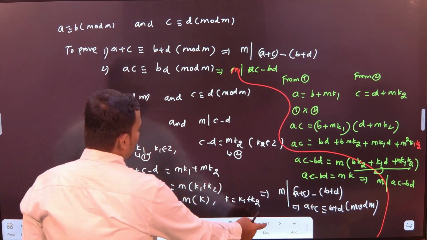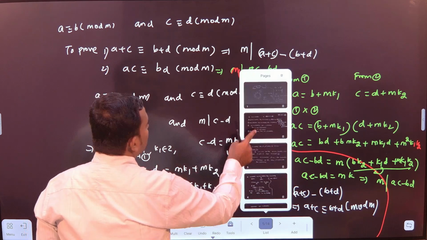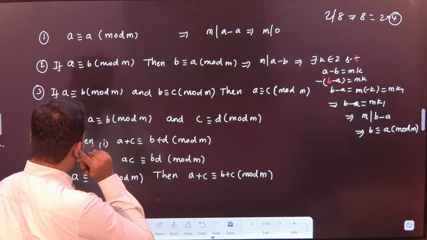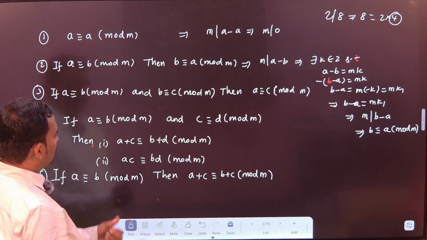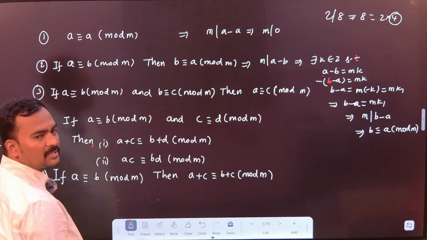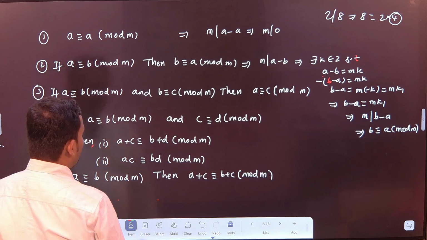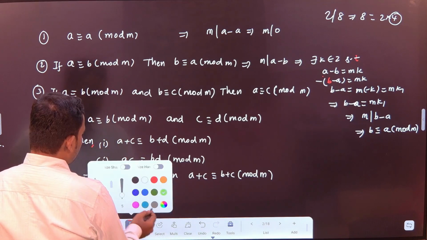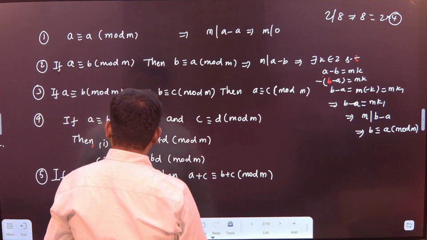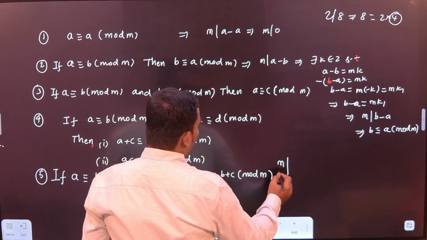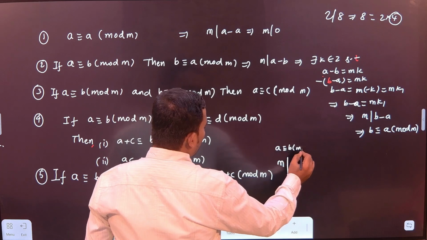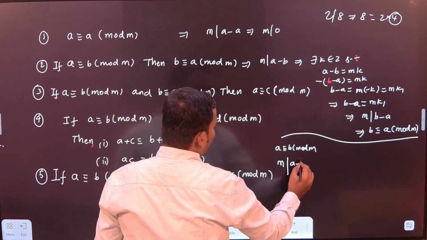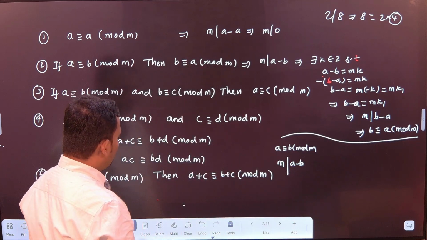Okay, next thing you can see. What is the next one? Okay, so next one, you can see: A congruent to B modulo M, then A plus C is congruent to B plus C modulo M. So this one, how to prove this? I will prove it here only. You can see, A congruent to B modulo M means what? M divides A minus B. Okay.